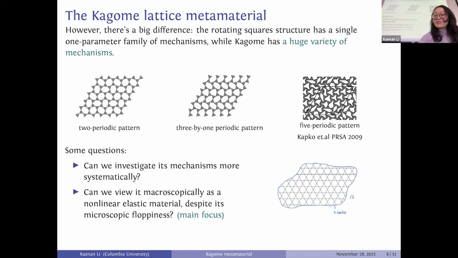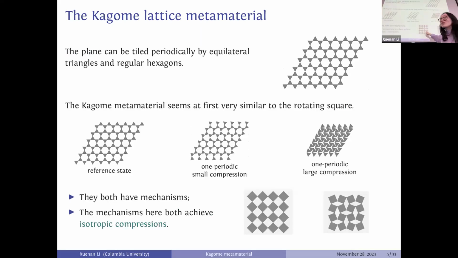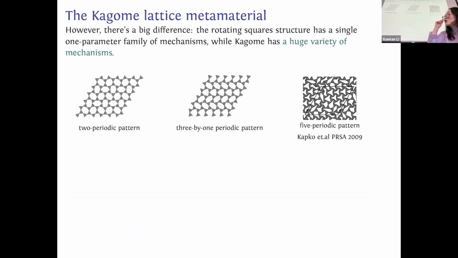So the difference between the Kagome lattice and the rotating square lattice is that you have more mechanisms. You have more degrees of freedom to deform your material with small energy. In the rotating square lattice, you can only have one, because if you have a square and you want to deform it and preserve the side length, there is only one angle to deform it. You can deform it to a rhombus, but only one angle. But for the Kagome lattice, you have more degrees of freedom. Your lattice material is more degenerate.